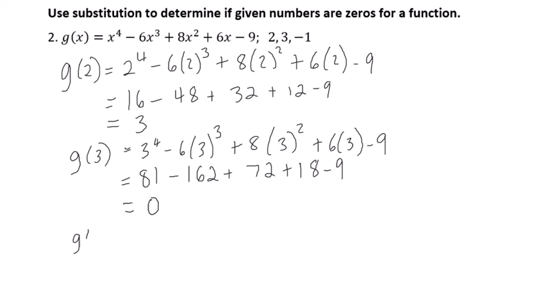And then let's do g of -1. To the 4th would be 1 minus 6 times -1 cubed; -1, -1, -1 makes it -1, so plus 6, plus 8 here, and 6 times -1 would be -6, minus 9. And 1 and 8 cancel with this 9, 6 and that 6 cancel, and you end up with 0.